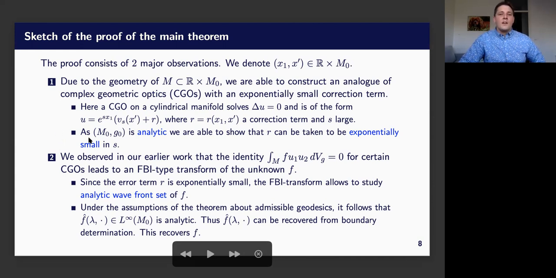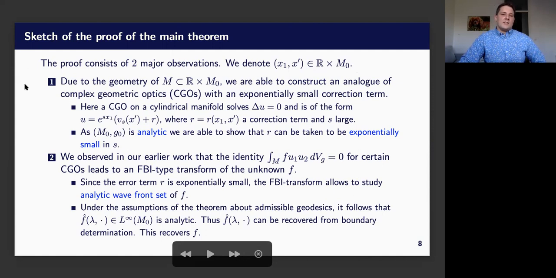Thank you very much. Okay, so before I go to Gaussian beams, I will try to motivate why we are going to discuss those. And for that, I will sketch the proof of the main theorem, the theorem on the last slide, and also its corollary. So the proof consists of two major observations. And again, we denote the points on the subset of the cylinder, as James asked, by x1 and x prime.